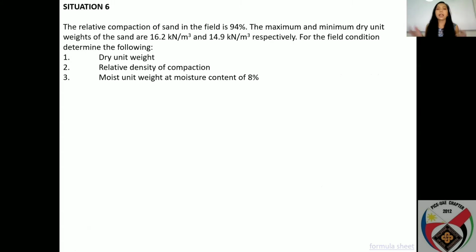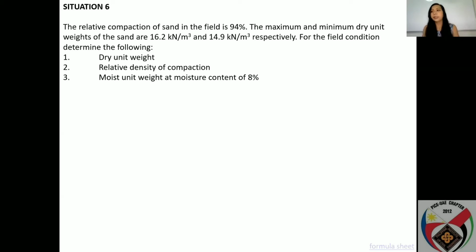The relative compaction. Now we are really halfway there. I think I prepared 12 situations. Yung iba ay problem solving, for practice. Situation number 6: the relative compaction of sand in the field is 94%. The maximum and minimum dry unit weights of the sand are 16.2 kilonewton per cubic meter and 14.9 kilonewton per cubic meter, respectively. For the field condition, determine the following.